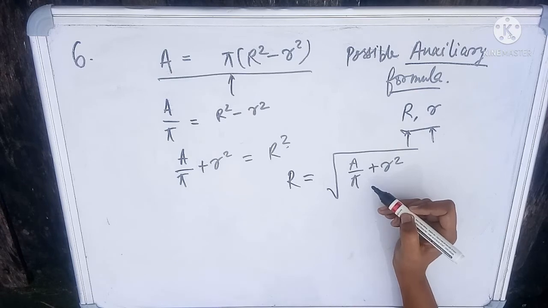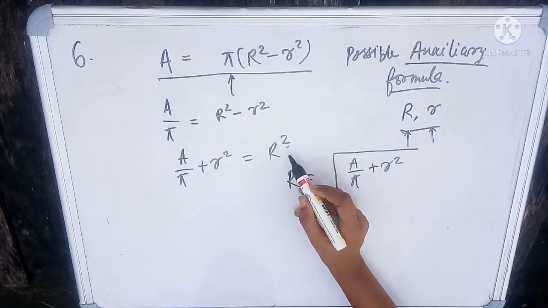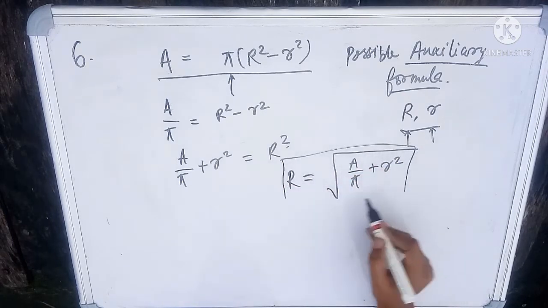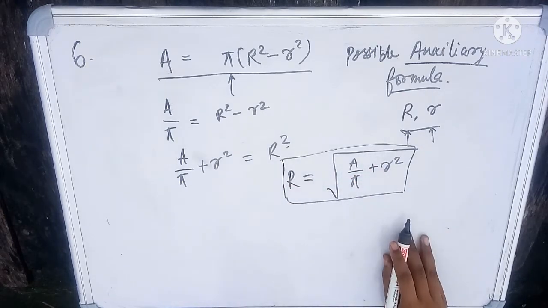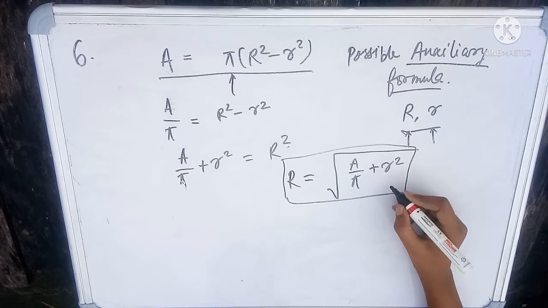And also you can solve by taking the square root on both sides. In that also the square will be cancelled over here, and we have the square root on the other side. So here we have formed the formula making capital R the subject. So similarly we can find the auxiliary formula by making small r the subject.